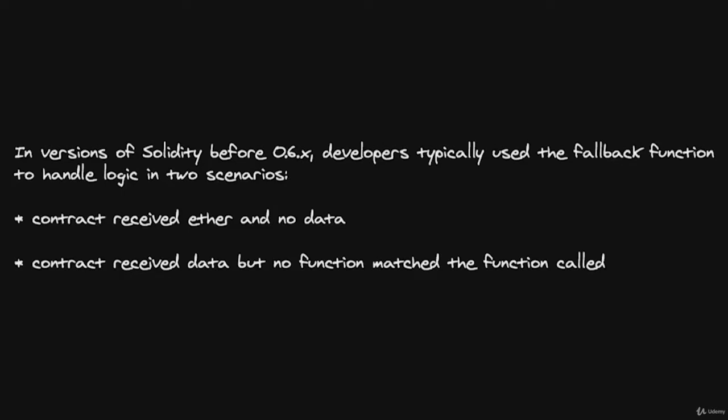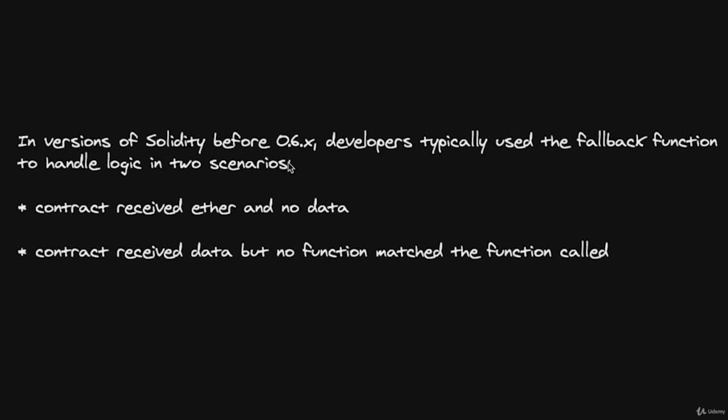So before Solidity 0.6 came along, developers would use the fallback function to handle logic in two scenarios. Number one, when a contract receives ether without any data. So if someone calls a contract with some ether sent to it and did not pass along any data, this fallback function would fire and developers can use it to handle that situation. And also when people send data with or without ether. In those two scenarios, the fallback function would be used. And there are multiple applications of both scenarios that are quite beyond the scope of this introductory class, so I would not go into details. But let's just say there are applications for both cases.